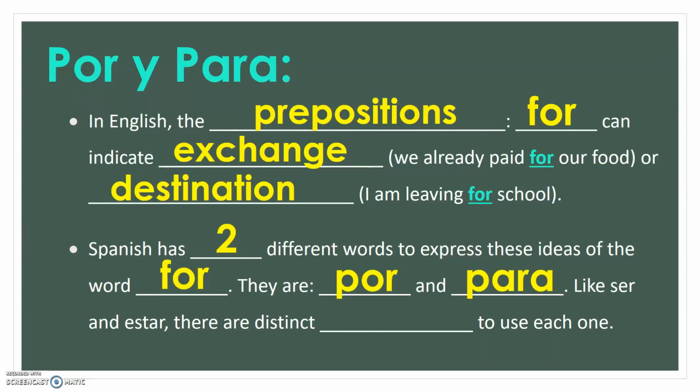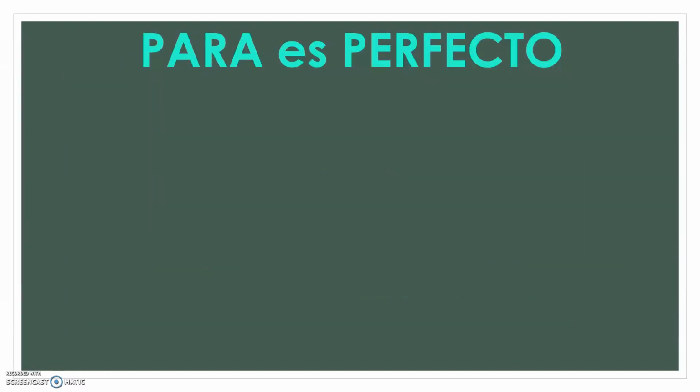Estas palabras son por y para, como ser y estar. Hay razones distintas para usar cada palabra. Para es perfecto. Perfecto es el acrónimo aquí. This is our acronym to remember the reasons to use para.